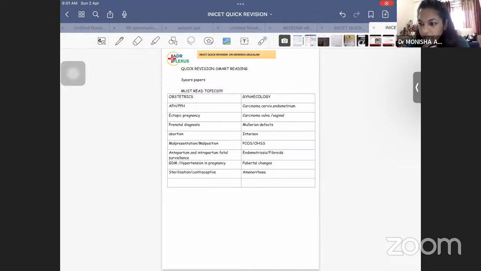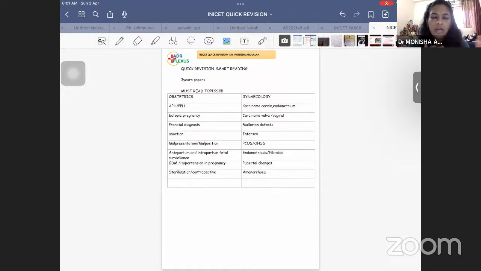Today will be a rapid quick revision for INI-CET. Today I'll be discussing how to read in this short span and what the important topics are. And more than anything, you should do smart reading rather than reading the entire subject.